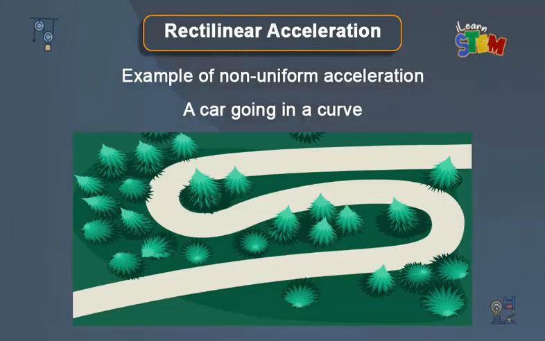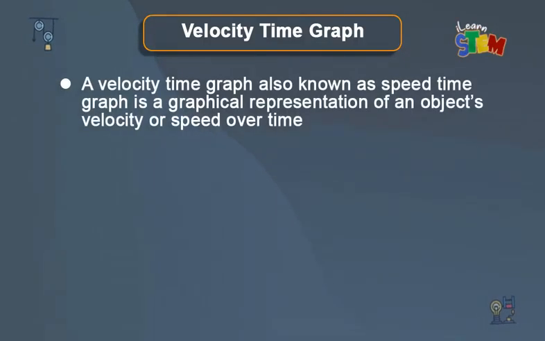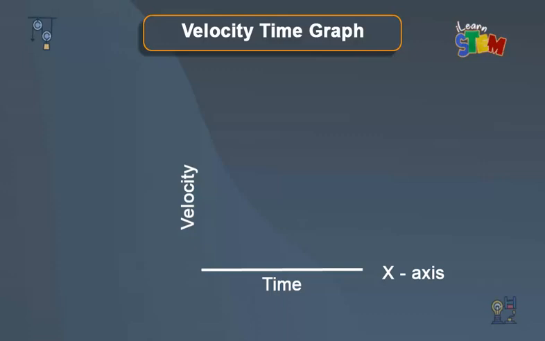Next, we are going to talk about the graphical representation of rectilinear acceleration. The velocity-time graph is used when plotting a graph for acceleration. A velocity-time graph, also known as speed-time graph, is a graphical representation of an object's velocity, or speed over time. In a velocity-time graph, time is plotted on the horizontal axis, which is the x-axis, while the velocity is plotted on the vertical axis, which is the y-axis.